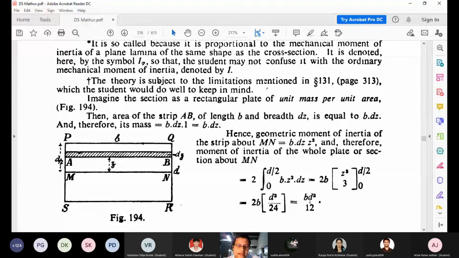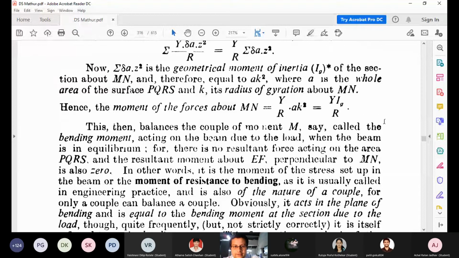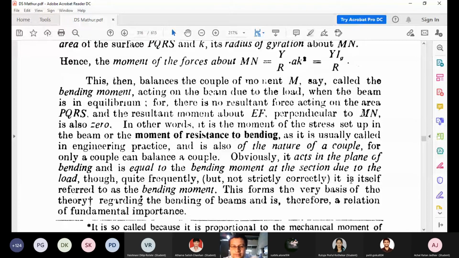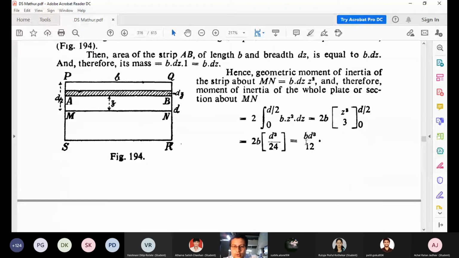So b d cube by 12 is the value of what? The geometrical moment of inertia Ig. Now you may ask me where this Ig comes from. This is where the couple or the moment of forces, or you can say the bending moment, comes in. And that is the Y Ak square we considered earlier, that Ig, which comes out to be b d cube by 12 over there.